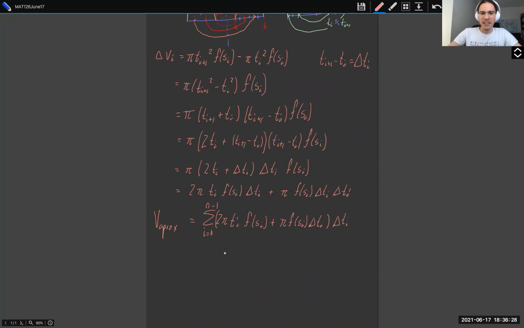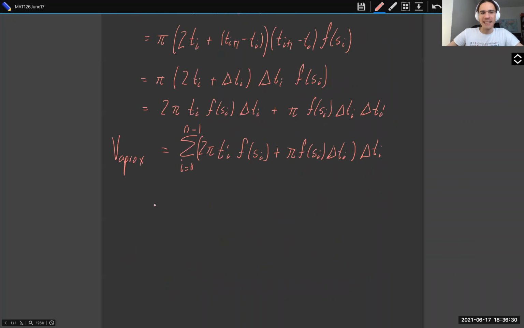Now a physicist looks at this formula and then they just write down that the volume is the sum becomes an integral from a to b. I have this 2 pi. What is my t sub I? My t sub I is my x. That's my position along the axis, right?